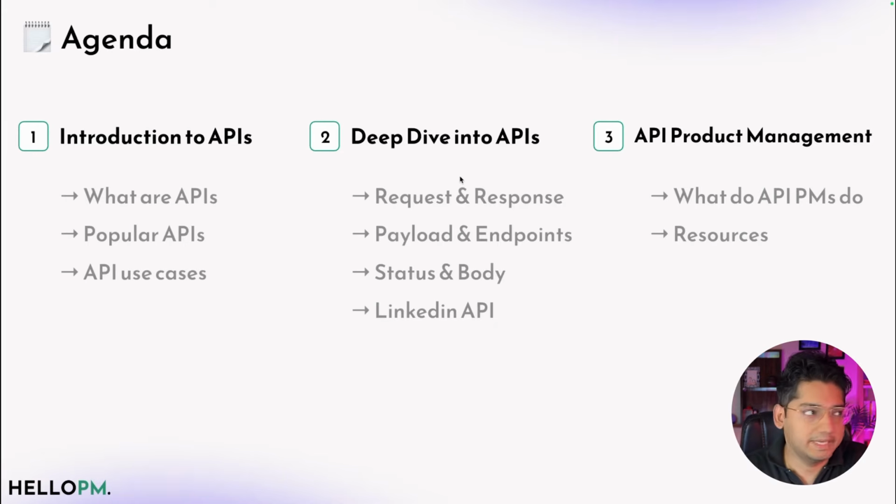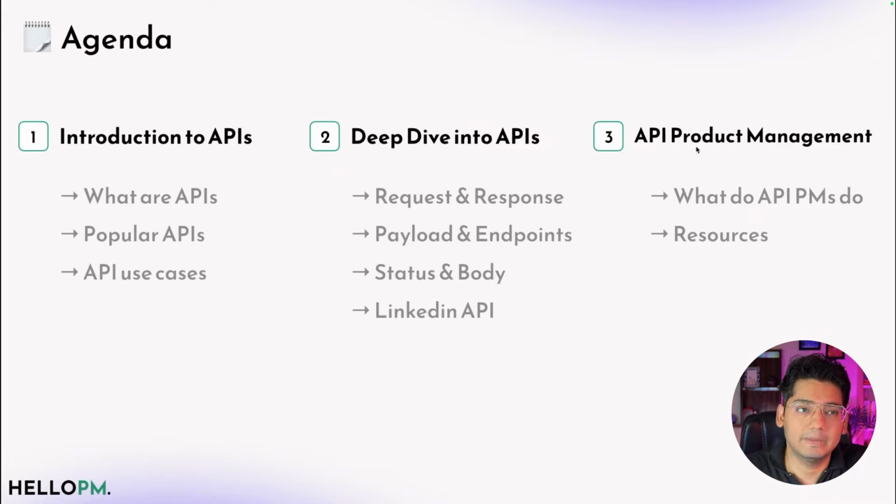This is going to be the agenda for today. We are first going to introduce you to what an API is. We are going to talk about what APIs are, what are some common examples of APIs, and then we'll also talk about what are the use cases of APIs in any kind of business. Then we'll talk about some details of the APIs, where we'll talk about what is the request response, what is payload and endpoints. We'll talk about the status and body, and we'll create an API together, like a spec of an API together for the LinkedIn API.